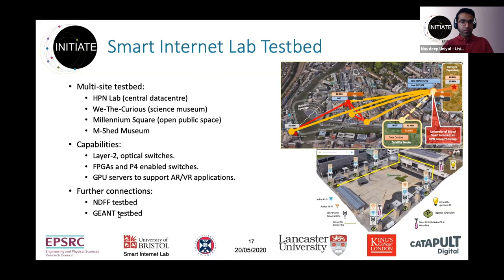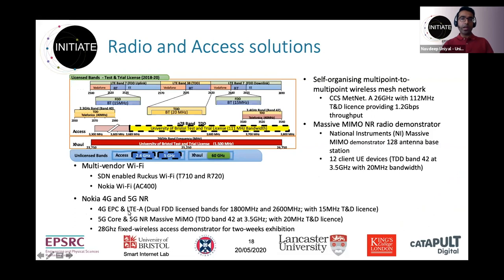Moving further, I will talk briefly about the radio and access solutions which we have in Bristol. As you can see in this picture, we have the one in yellow, University of Bristol Test Trial License, that says N78 band, which is basically the 5G radio band we are using as of now.